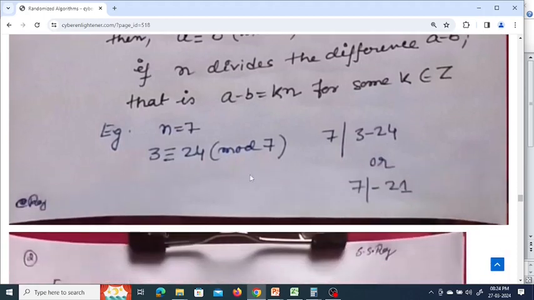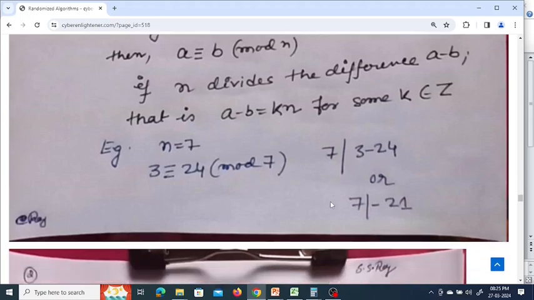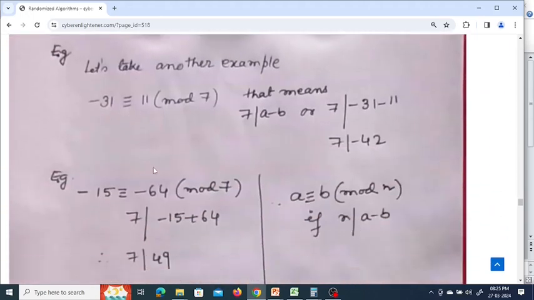Okay, so let's take one example. Let's take n equal to 7, and so we can write 3 congruent 24 mod 7. That means 3 minus 24 should be divisible by 7. 3 minus 24 is minus 21. Minus 21 is divisible by 7. Let's take another example. Minus 31 congruent 11 mod 7. That means minus 31 minus 11 should be divisible by 7.